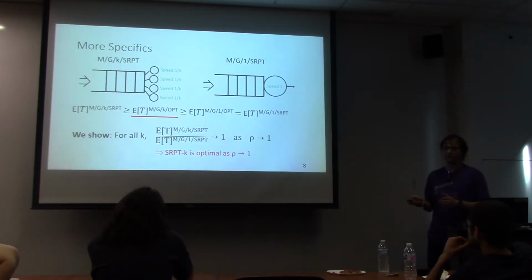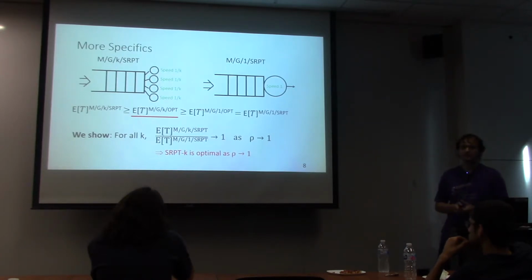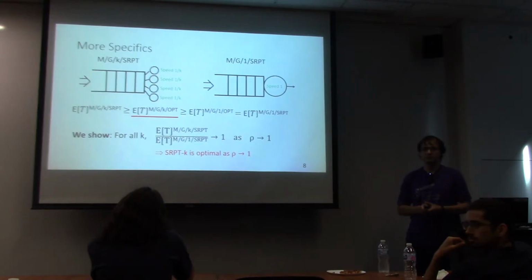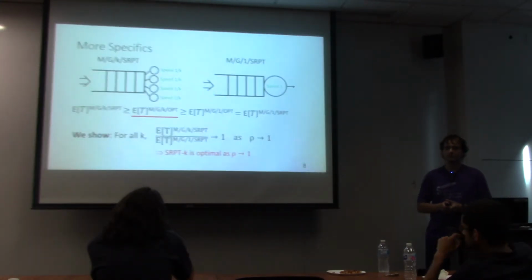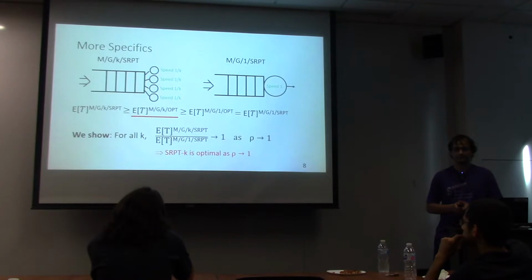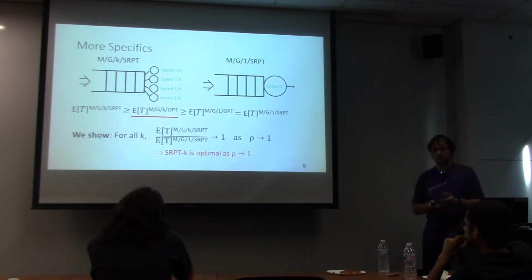SRPT-k is optimal as load goes to 1. That's in the limit as all the servers are busy all the time. Yeah? If all the jobs are preemptible, what's preventing you from simulating M/G/k SRPT? What's preventing you from simulating M/G/1 SRPT and M/G/k SRPT? Why can't you go one way but not the other?